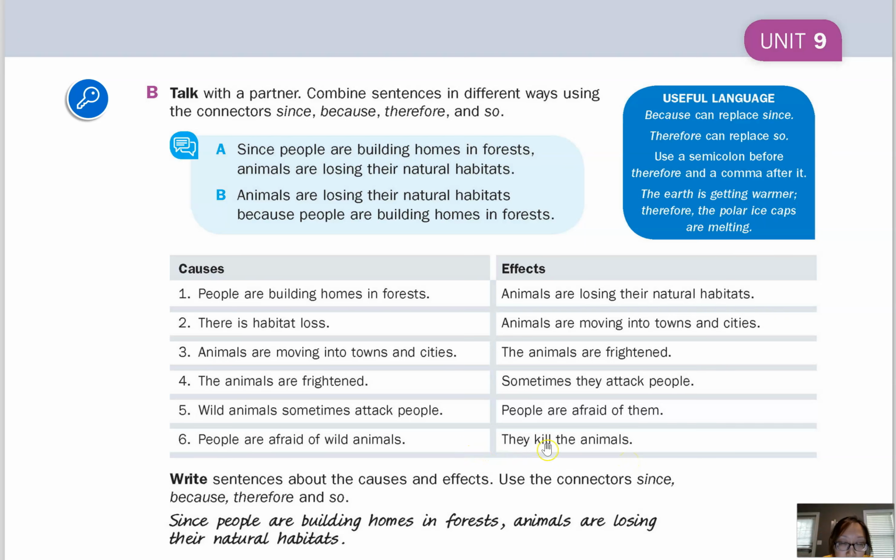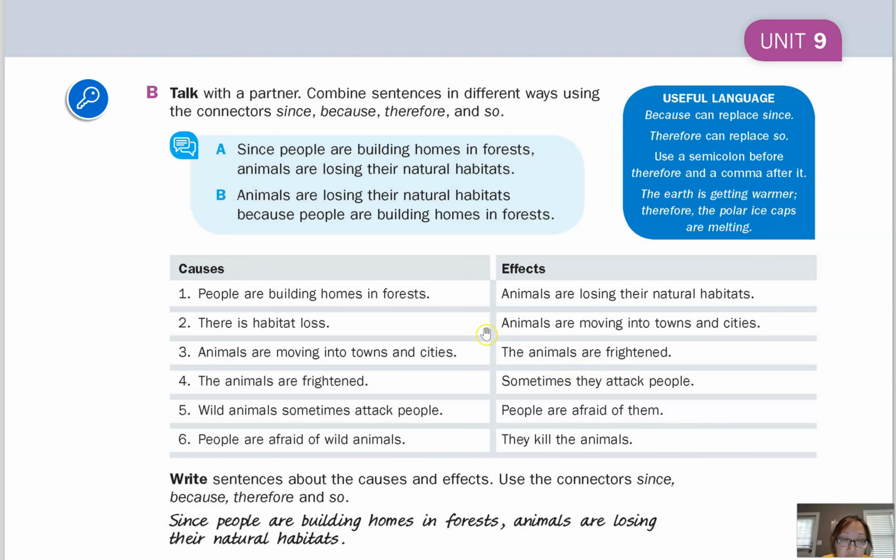Now, in this case, it's also good to use them. People are afraid of wild animals, so they kill them. Just like here, wild animals sometimes attack people. People are afraid of them, which is talking about wild animals. And even here, it's good to use a pronoun. So instead of animals are moving into towns and cities, so the animals are frightened, instead of so the animals, we can use the pronoun they. Okay, so they are frightened.